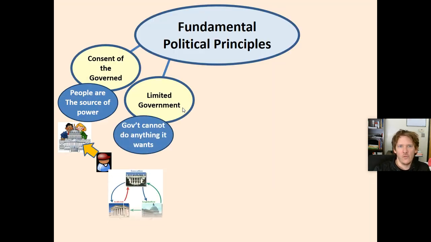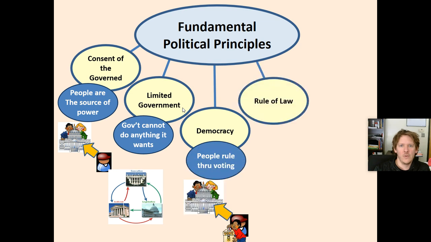Fundamental political principles. This is a review from the day before. I'm not going to go too much into this. Popular sovereignty means people are the source of power. The next idea, limited government. The government cannot do anything it wants. This is the way it was when we created our government in 1787. It is the way it is now. Our government today, our government yesterday, and our government tomorrow.